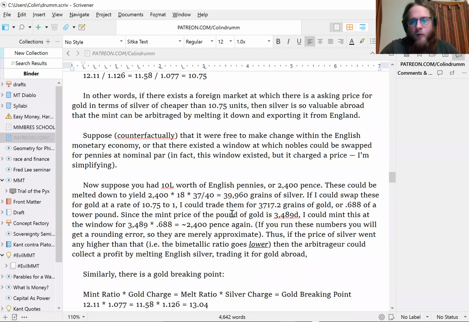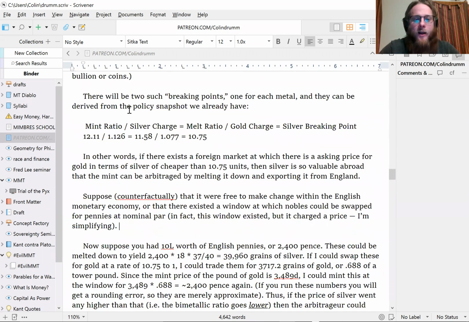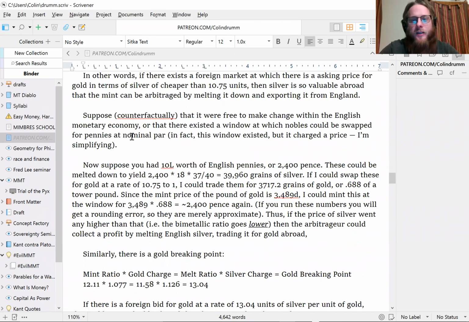So suppose, and here we're going to add another counterfactual, it were free to make change within the English monetary economy, or that there existed a window at which nobles could be swapped for pennies at nominal par. So 80 pennies is worth one noble. Suppose there were just a friendly state official whose job it was to trade you a noble for 80 pennies or 80 pennies for a noble anytime you liked. This did not exist. There was a window, but it charged a price. It's half a pence one way, and anyway, this matters. There's statutes about it. It's part of the spread, but we're going to assume it away for purposes of illustrating the basic idea that I'm trying to get across.